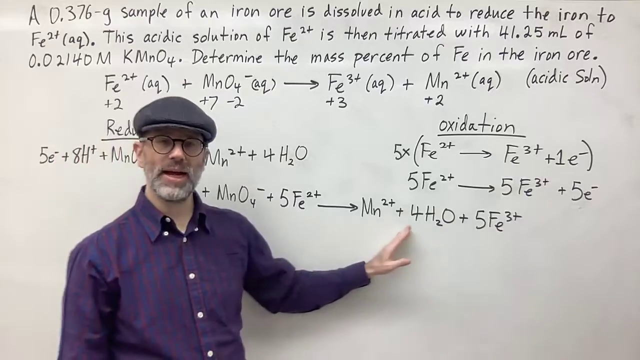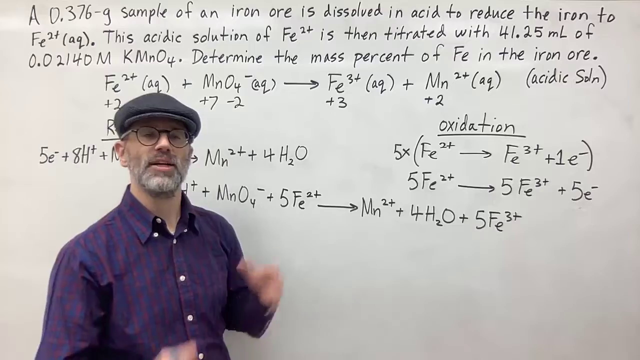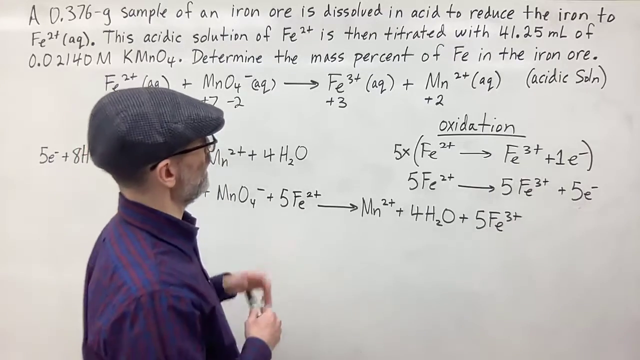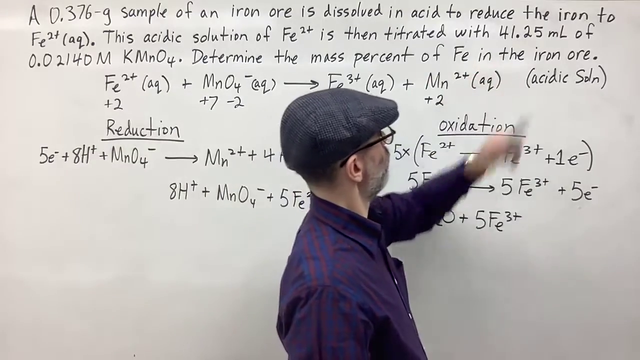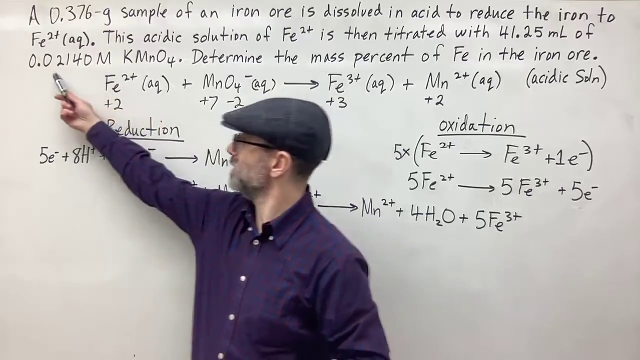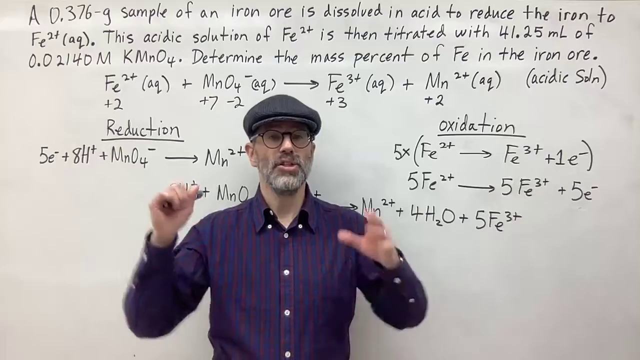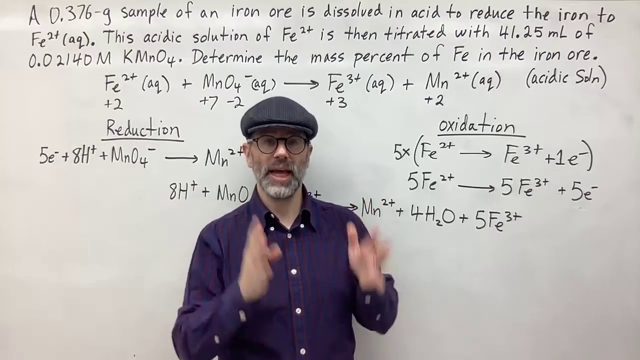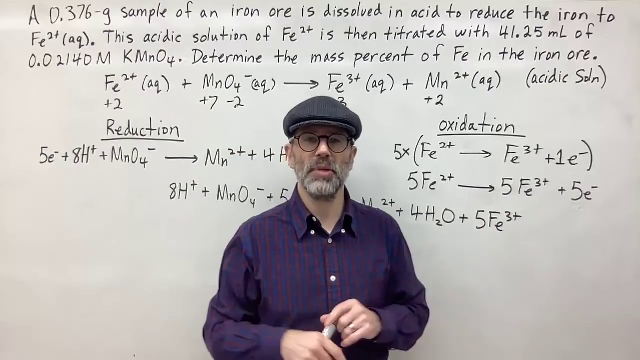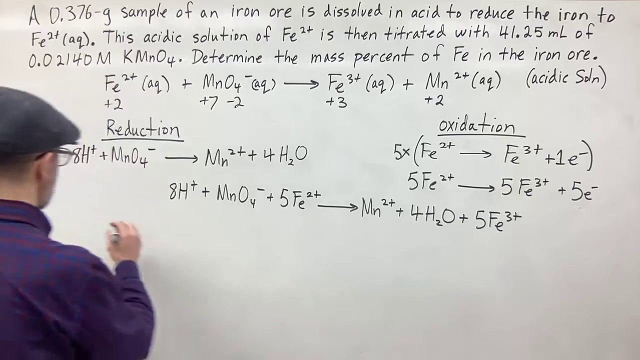Okay, now that I have my balanced equation, now I can do the stoichiometry that's required to solve this problem. Okay, so what do I begin with? Well, what do they give me? They gave me 41.25 milliliters of a 0.02140 molar solution. Okay, so they want me to go from the KMnO4 to the iron. So I'm going to start with what they give me. They give me milliliters of the KMnO4, so I'm going to write that down.